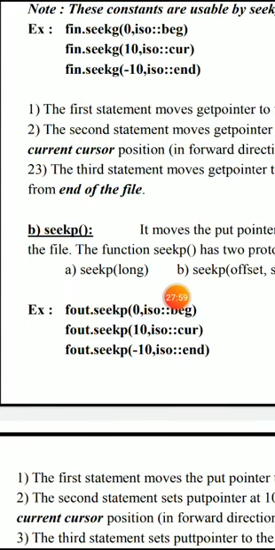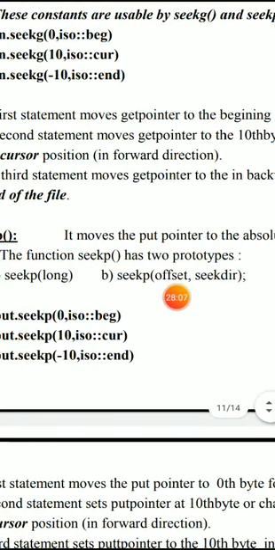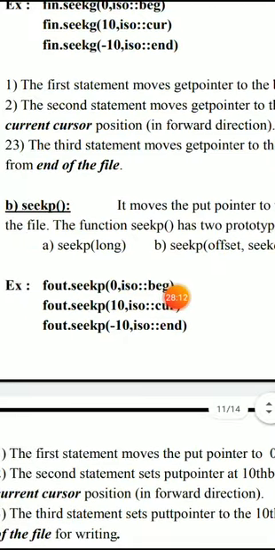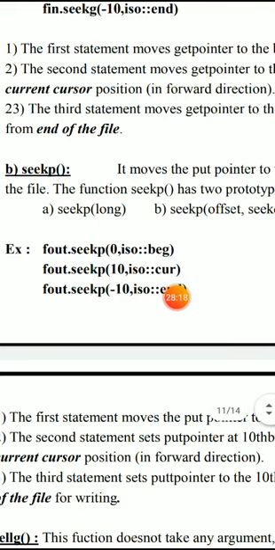It's like seekg, it also has two prototypes. One is seekp(long), another is seekp(offset, seekdirection). Whatever constants are there for seek direction, the same constants are utilized by the seekp function, that is beginning, cursor and end. For example, f.seekp(0, ios::beg) means it will place the cursor at the 0th location, or it indicates the beginning position where the first character of the file which is open for writing is written or placed.